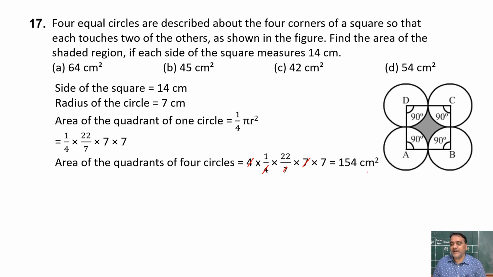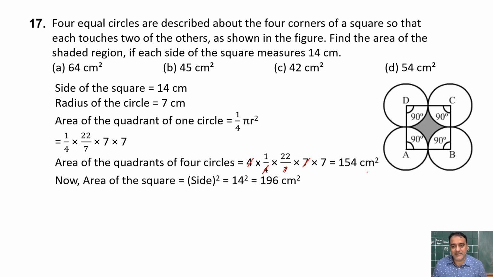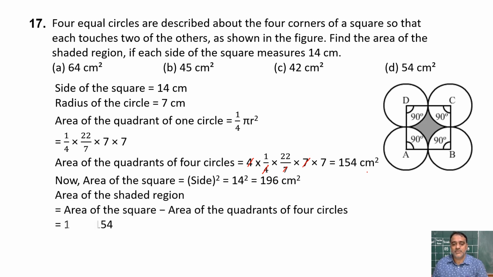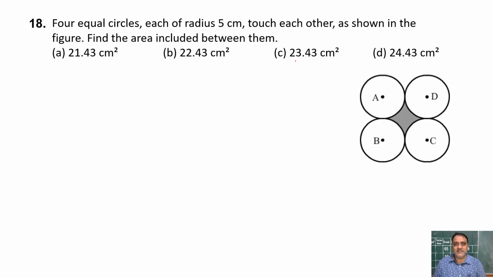Now area of square is 14 into 14, that is 196 centimeter square. Subtract both of these, so you will get the area of shaded region, that is 196 minus 154. So final answer is 42. So which option is the correct one? Option C. Option C, right. So now we are moving towards another question, question number 18.